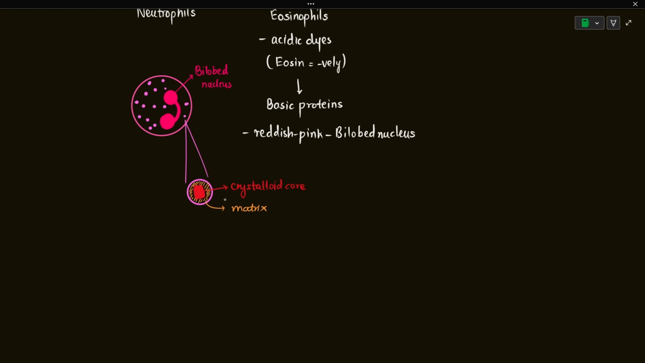The crystalloid core of the granules of the eosinophils is made up of majorly basic protein, which is known as MBP.